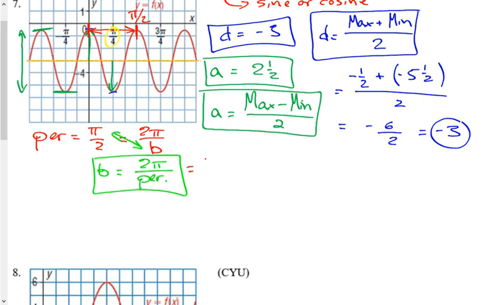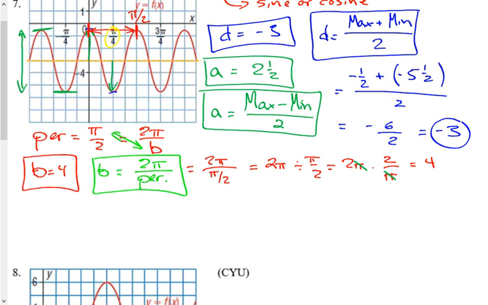So we'd have 2 pi over pi by 2. And I'll show the fraction division because it'll help some of us. That's 2 pi divided by pi by 2, or 2 pi times 2 over pi. Pi's cancel out. And we get 4. So our b value is 4. Good up to there?